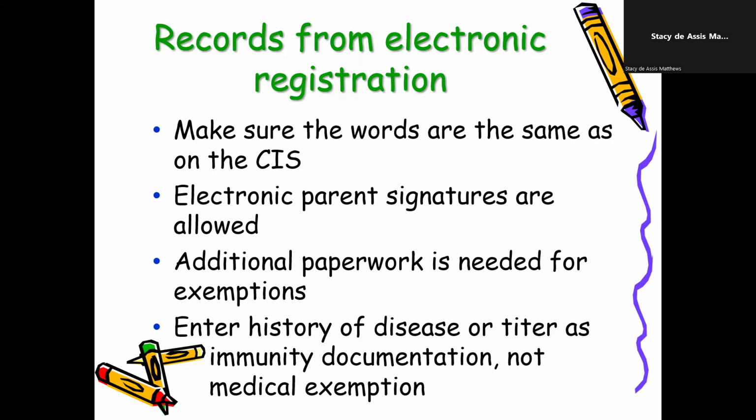And make sure that in your student information system, you are entering history of disease or titer as immunity documentation. Do not enter that as a medical exemption. And the reason for that is that a history of disease or a titer or blood test showing immunity counts the student as complete. A medical exemption shows the student as medically exempt and not complete on their immunizations.